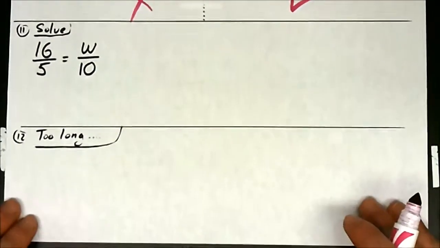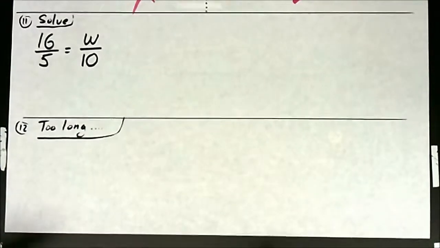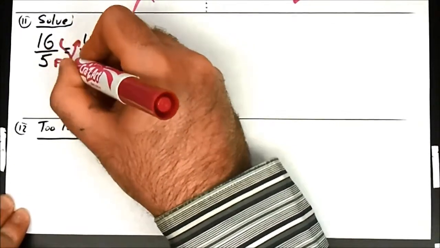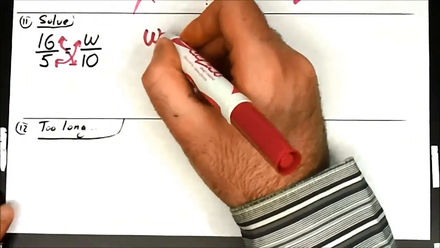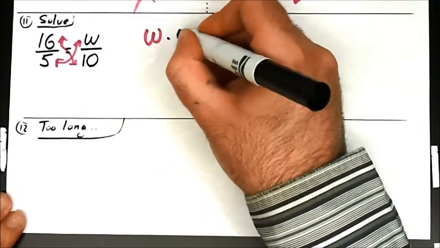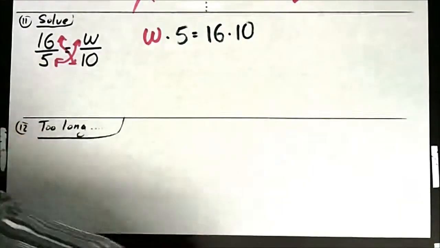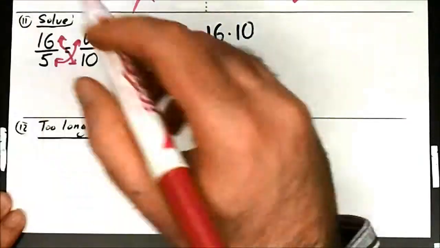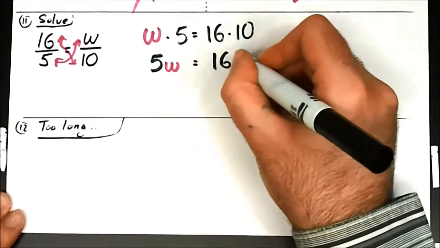Alright, 2 more to go. Second to last problem here. Number 11. You're asked to solve this particular proportion. What would you do first? Well, just like in the previous problems, you would cross multiply. And you would get W times 5 equals 16 times 10. Well, W times 5, that's easy. That's 5W. What's 16 times 10? 160.